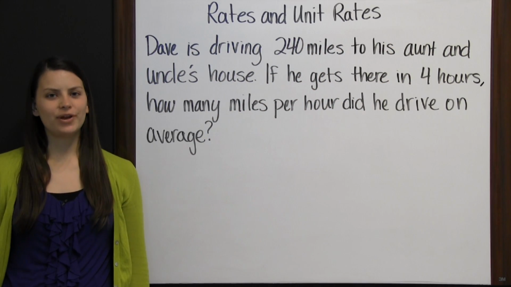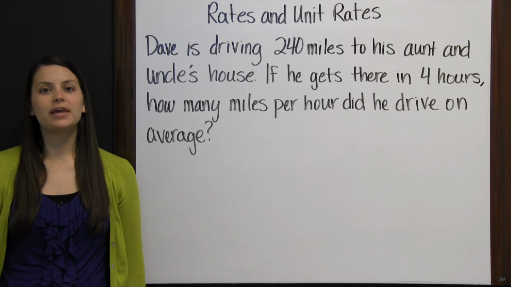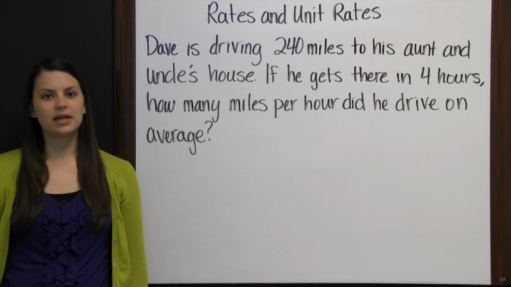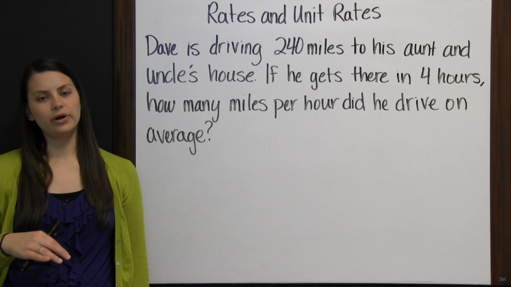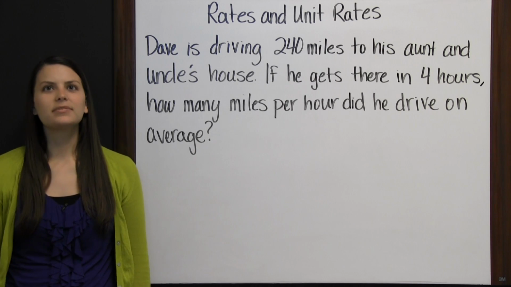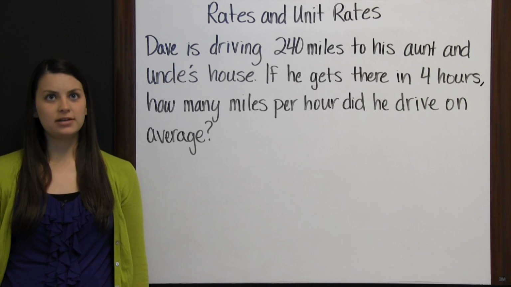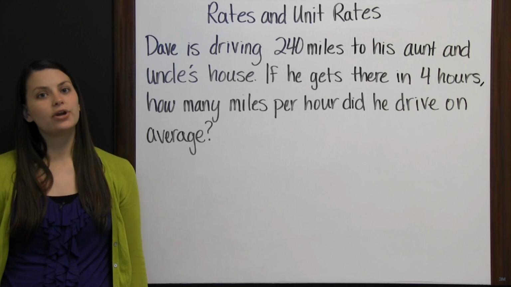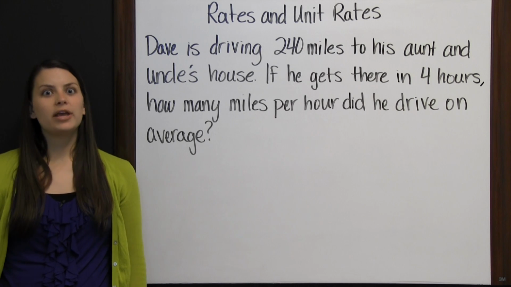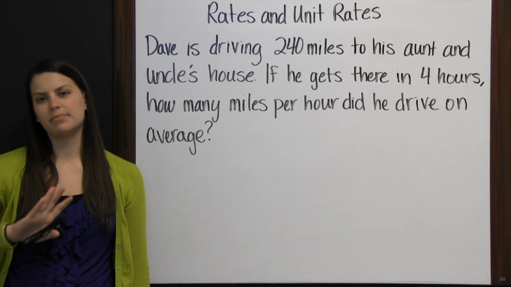Rates and unit rates. Ratios are considered rates when they compare two different units, like miles per hour or cost per ounce. A unit rate is one in which the numerator of the fraction is compared to a denominator of 1 unit. That way you can tell, for instance, how much just 1 ounce of something costs.